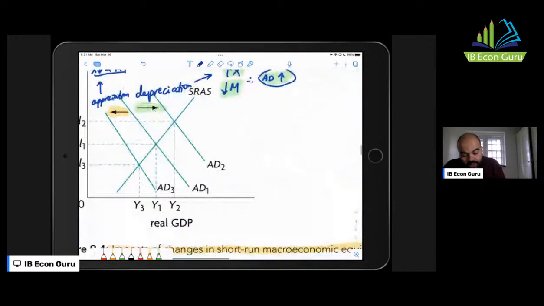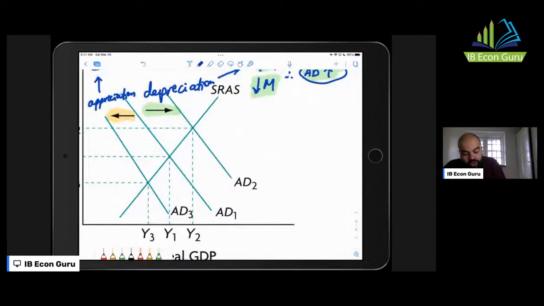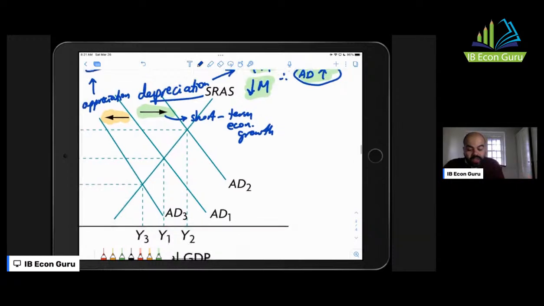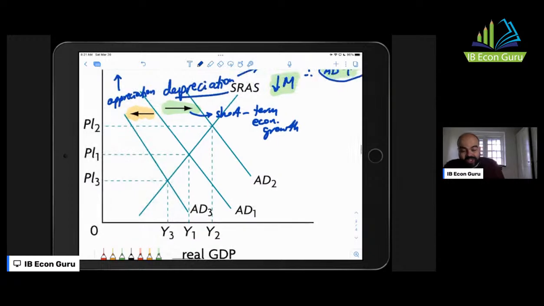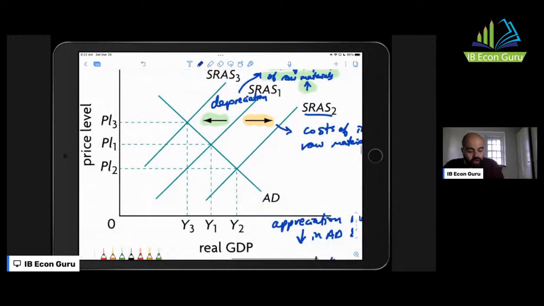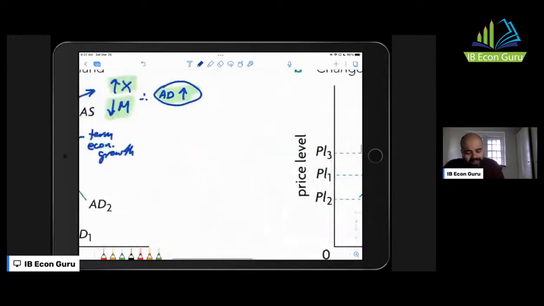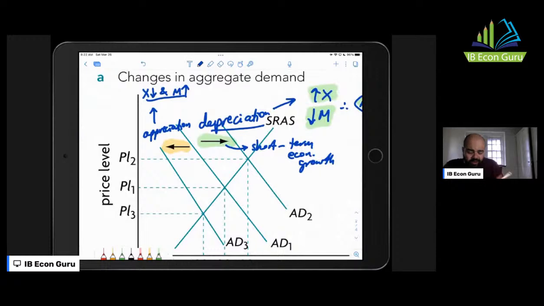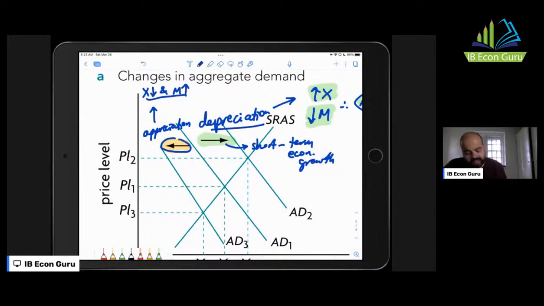But let's also look here. A depreciation causes an increase in aggregate demand, which means short-term economic growth. A depreciation can increase aggregate demand and cause short-term economic growth, even if it causes demand pull inflation and cost push inflation, while an appreciation does the opposite. An appreciation may cause a positive supply shock, an increase in short-run aggregate supply, but one of the consequences of an appreciation is a decrease in aggregate demand.